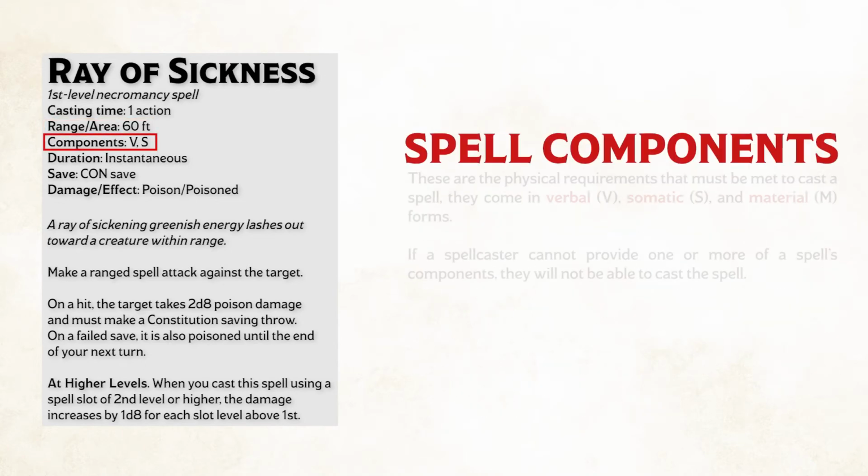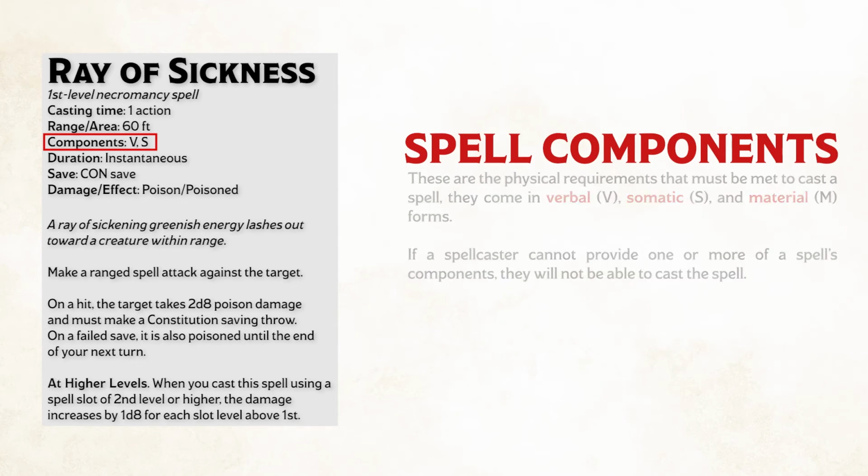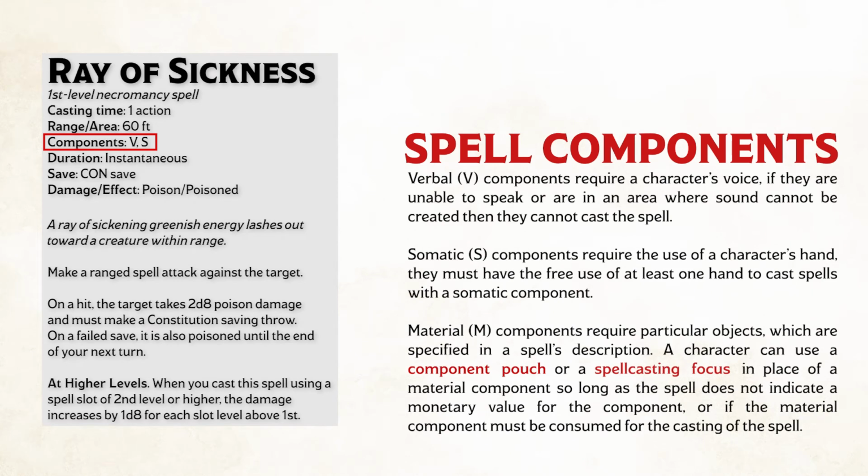Spell components. These are the physical requirements that must be met to cast the spell. They come in verbal, somatic, and material forms. If a spellcaster cannot provide one or more of a spell's components, they will not be able to cast the spell. Verbal components require a character's voice. If they are unable to speak or are in an area where sound cannot be created, then they cannot cast the spell. Somatic components require the use of a character's hand. They must have the free use of at least one hand to cast spells with a somatic component.